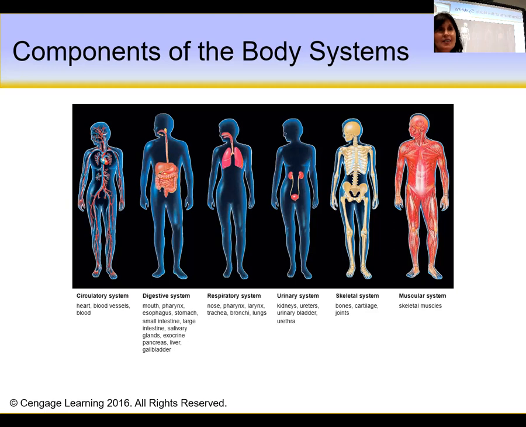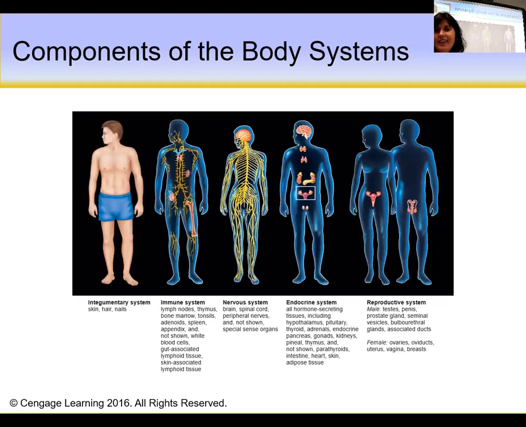Reproductive, good. Yes, respiratory, good. Skeletal, good. Muscular, yeah. I was looking to see, what's the last 2? Integumentary and, yeah, immune system. And immune system is made up of many lymphatic organs as well as our white blood cells, which help to make up our immune system.